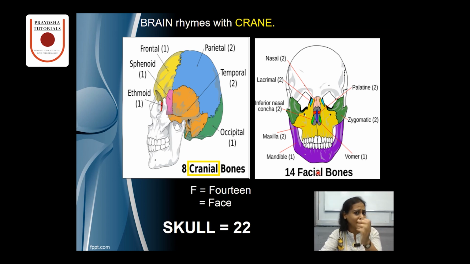This is the only movable bone in your entire skull. So name the following, they can ask you: name the movable bone in your body, or name the movable bone in your skull. So what will be our answer? Our answer is going to be mandible. So if you add 8 plus 14, you get a total of 22 bones making your skull.